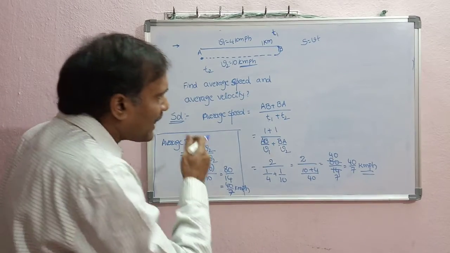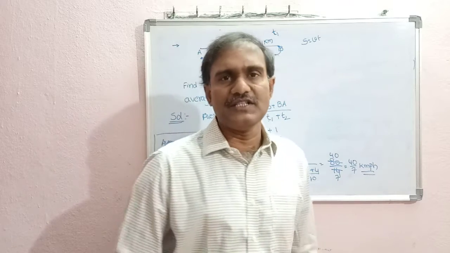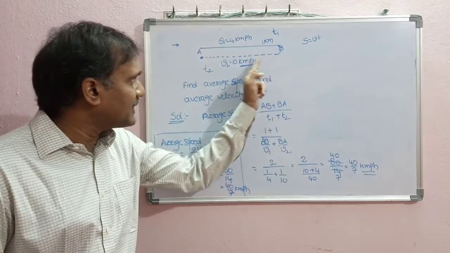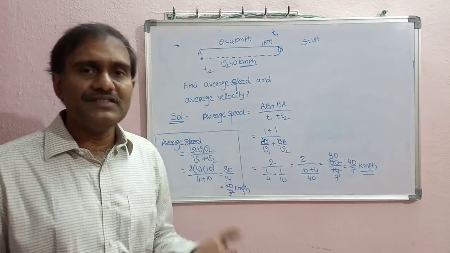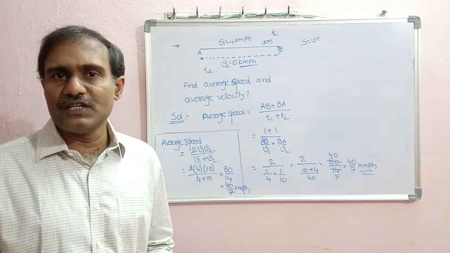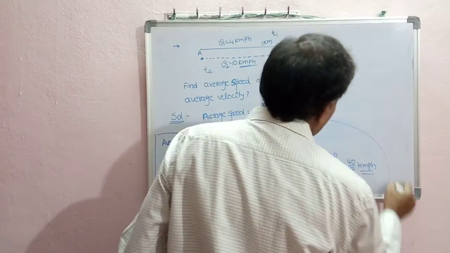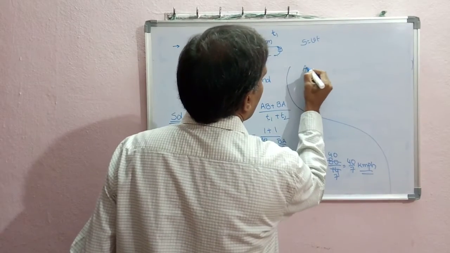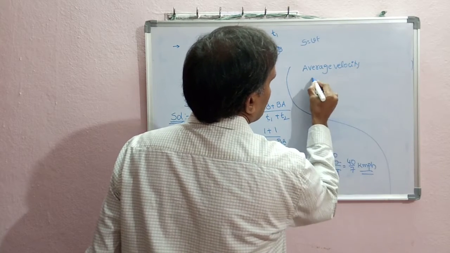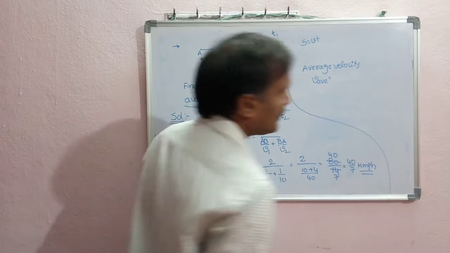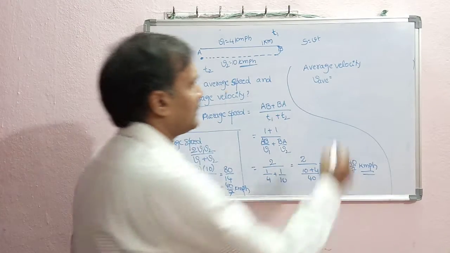Now, if the particle is moving along the same straight line, we can say that average velocity is equal to average speed. But here, is the particle moving along the same straight line? No. Here its direction changes. That's why here average velocity is not equal to average speed. Now we will calculate that average velocity. V average is equal to displacement traveled by the particle divided by time interval.